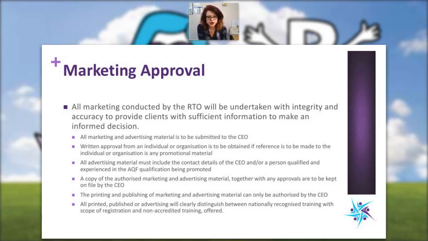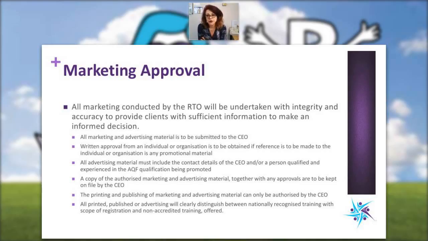All printed and published advertising must clearly distinguish between non-accredited training and accredited training. Non-accredited is something that's not on training.gov.au, so it might be a soft skills course on communication skills that doesn't relate to a qualification or a unit of competency. It must be clear that that's a non-accredited course, and make it clear what your accredited courses are, so anything that's on your scope of registration.